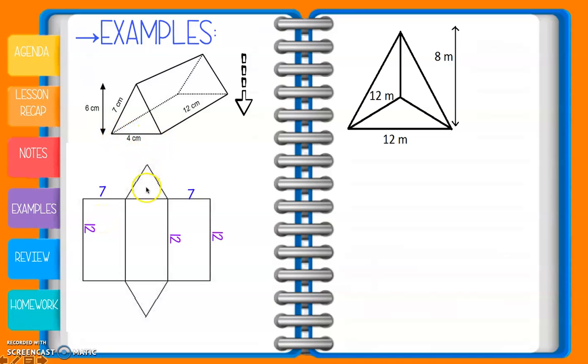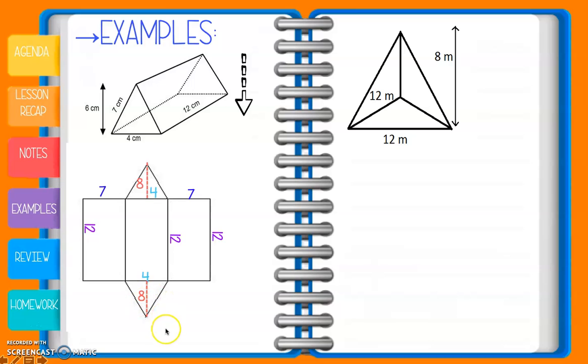The base of my triangle is a 4. The base of this triangle is the same. It's also a 4. And then the height of the entire shape, so the height of my triangle, I'm going to draw that in, is 8. The height is 8.